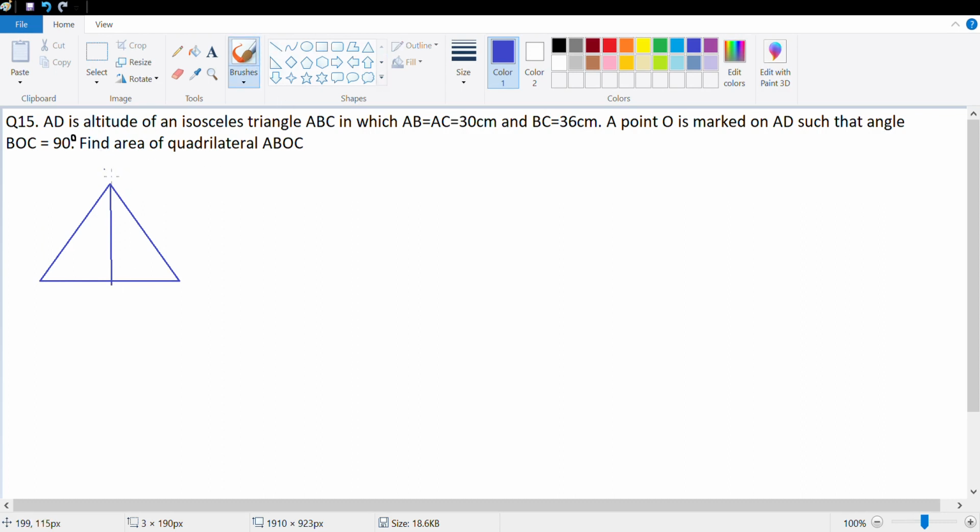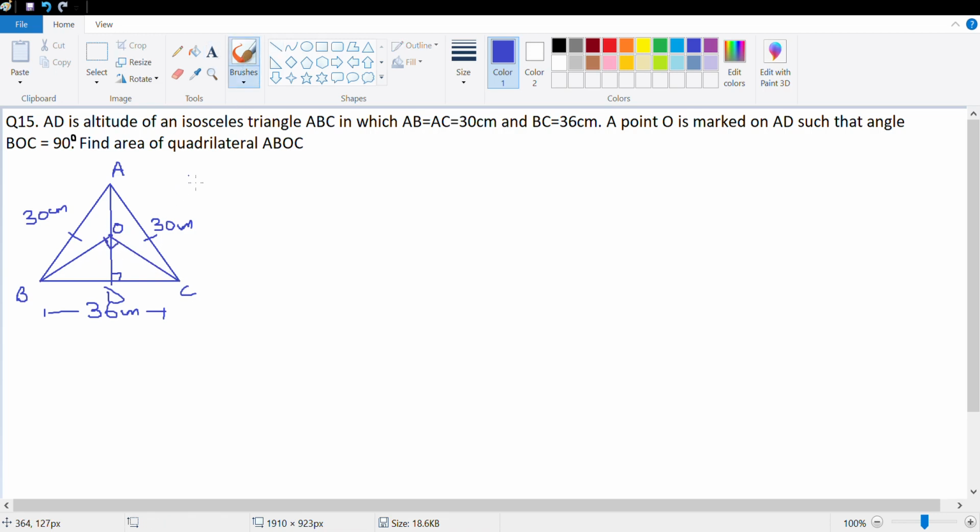Good. So AB and AC are equal and they are equal to 30 centimeter. This is 30 centimeter. This is altitude. BC is given as 36 centimeter. AD is the altitude. Done. O is marked on AD such that angle BOC is 90. So there is a point somewhere here, let's say here, which is point O, in a manner that angle BOC is 90 degree. Perfect. So I think I've got my rough diagram correct.